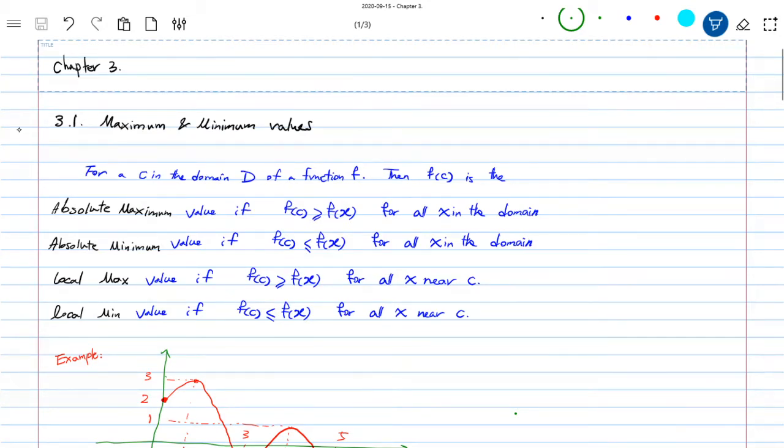Welcome back. We're going to start chapter 3 today. First topic for this section 3.1 is maximum and minimum values.